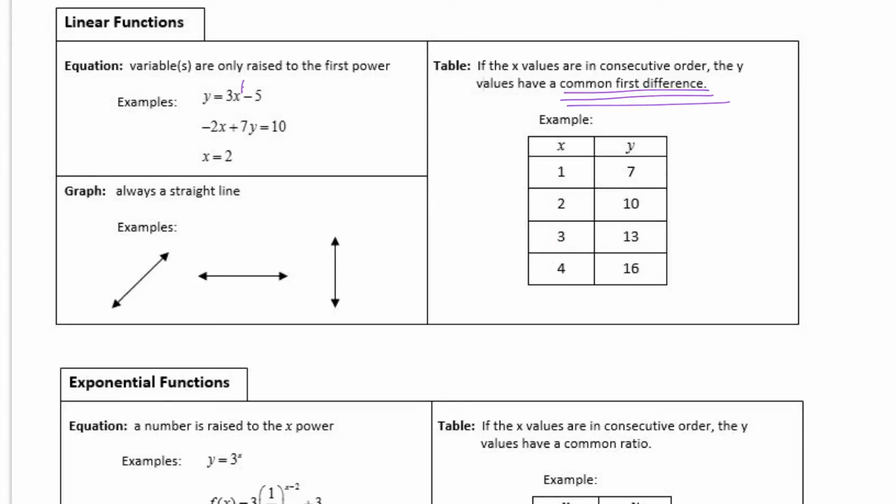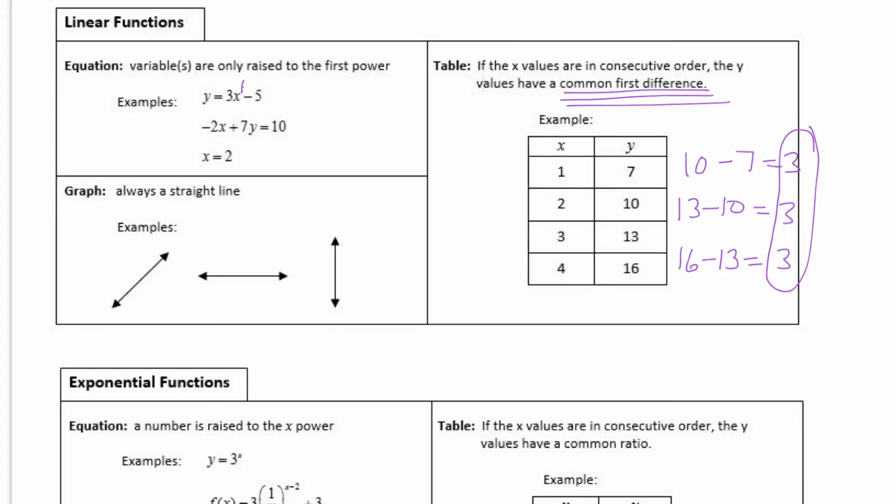And so what we want to do to find that common difference is you're always starting at the bottom of the table and working your way up. And so what we do is we would subtract 16 minus 13 is equal to 3. If I took 13 minus 10, I also get 3. And if I take 10 minus 7, again I get 3. So that 3 is what we call a common first difference, difference being subtraction.